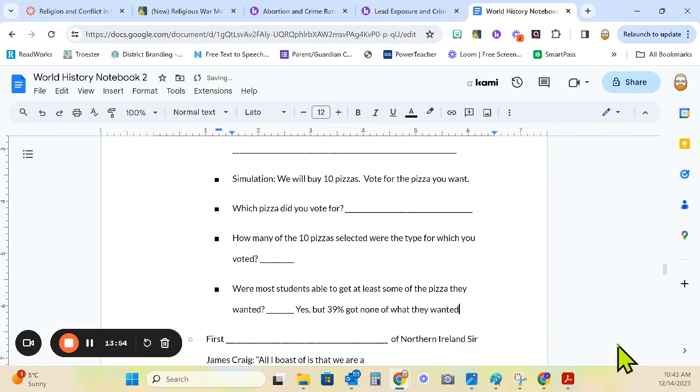You guys need to add that. Right? 39% got none of what they wanted. So you guys played perfectly into the first half of my pizza simulation teaching moment. This half, not as cleanly. Usually the way it works out is that only a minority of students get what they actually wanted.